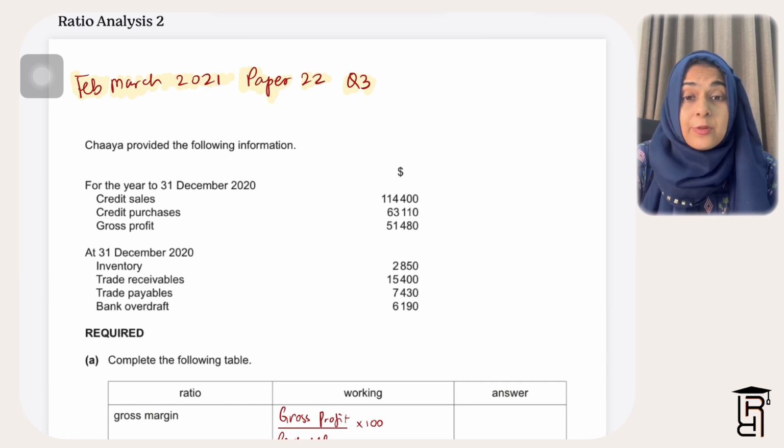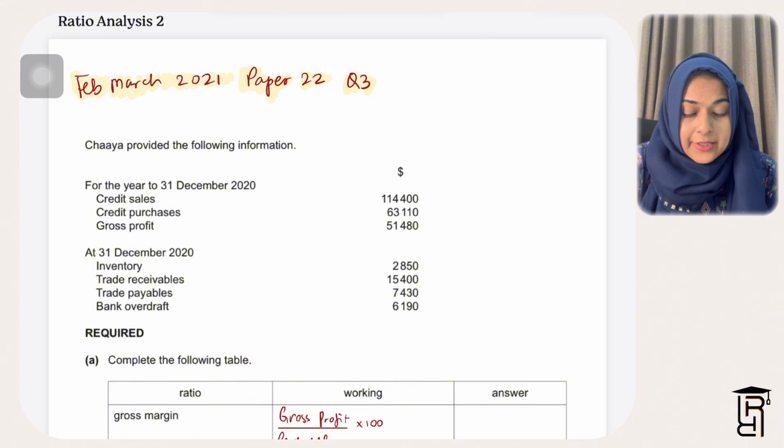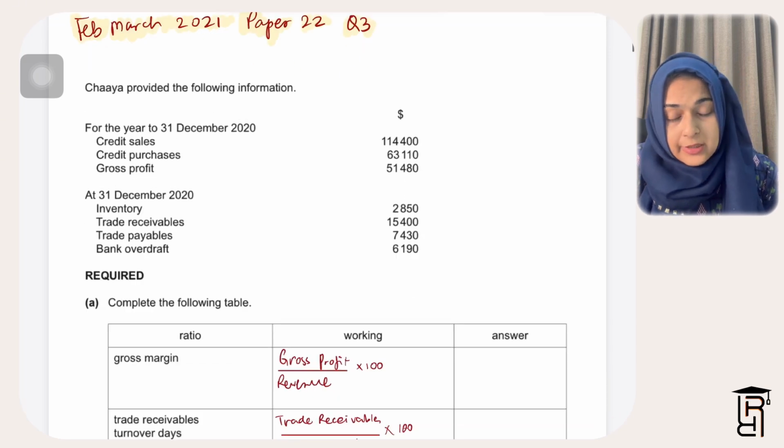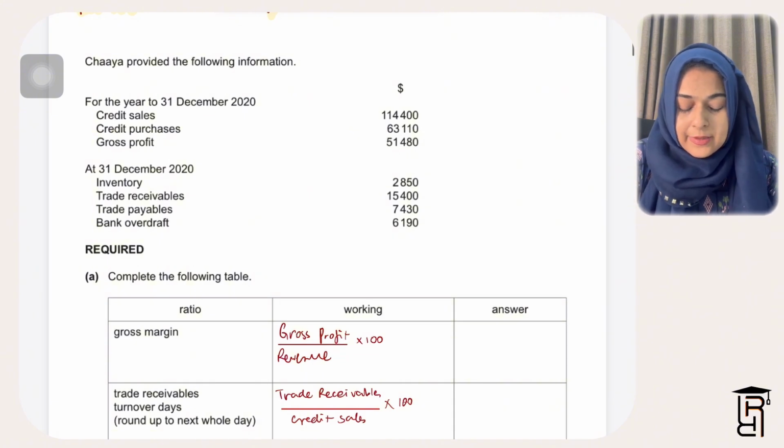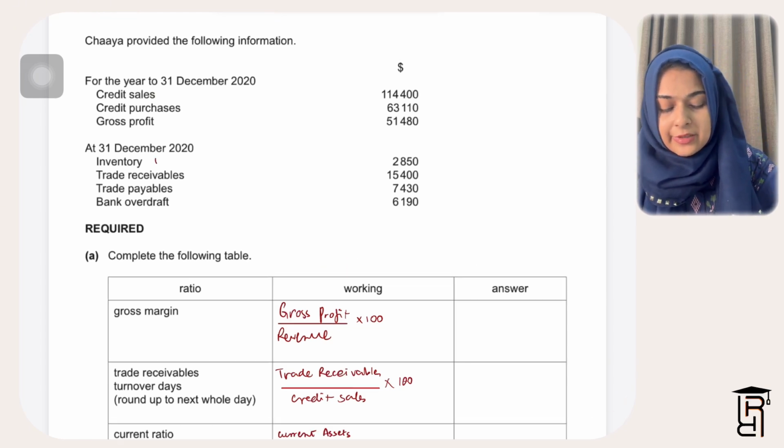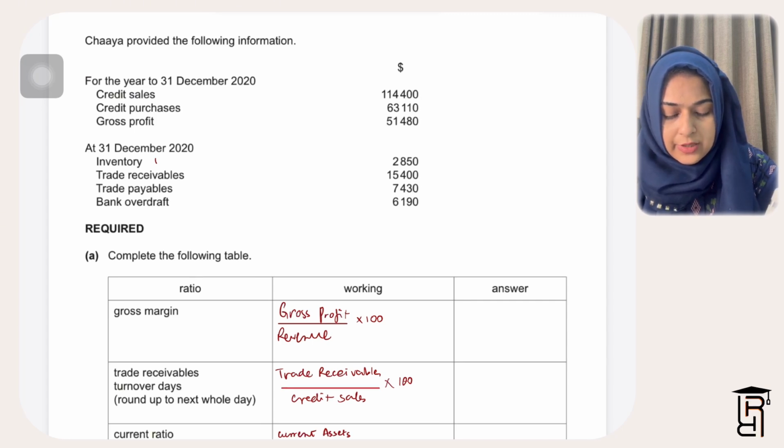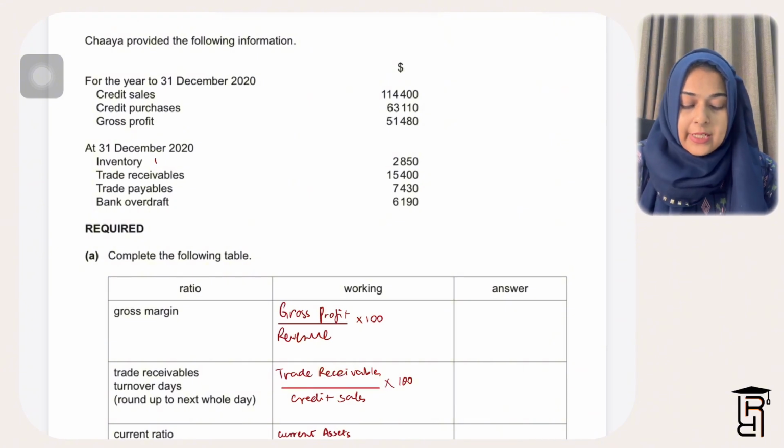This is another question from ratio analysis, and it is from February-March 2021, question number 3. They're saying Chaya provided the following information for the year to 31st December 2020. They've given you credit sales, credit purchases, and gross profit. Then at 31st December 2020, they have given you inventory, trade receivables, trade payables, and bank overdraft. Inventory and trade receivables are our current assets, and trade payables and bank overdraft are current liabilities. So we have two current assets and two current liabilities.